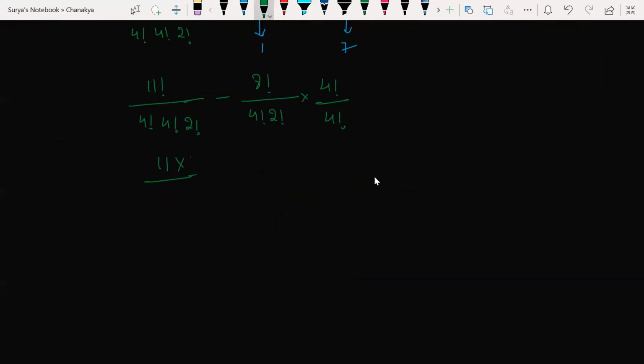11 into 10 into 9 into 8 into 7 into 6 into 5 into 4 factorial divided by 4 factorial into 2 factorial, minus 8 factorial divided by 4 factorial. 8 factorial can be written as what?